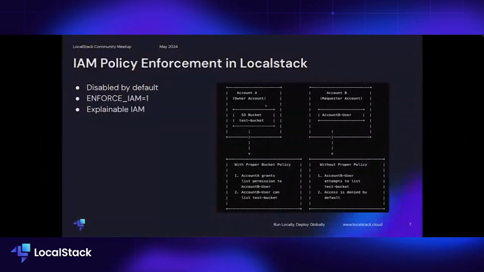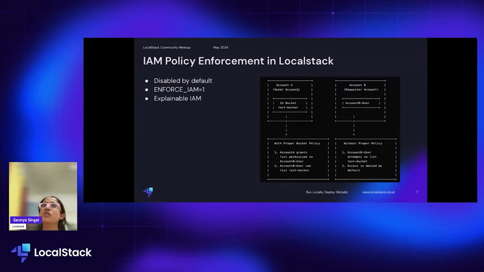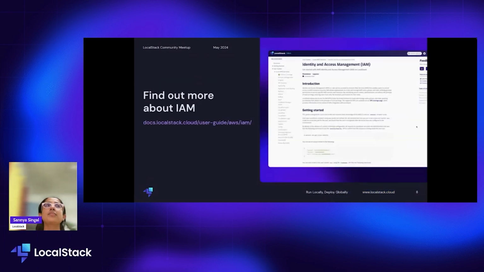Now, what we actually did is we have two accounts, account A and account B. We have created a bucket by the name test bucket in account A. We create a bucket, put an empty folder here. We try to list this test bucket and we get an access denied error. We grant a permission to this test bucket and we get a successful result on account B using the list operation on this test bucket. And you can always find out more about IAM in our LocalStack documentation.